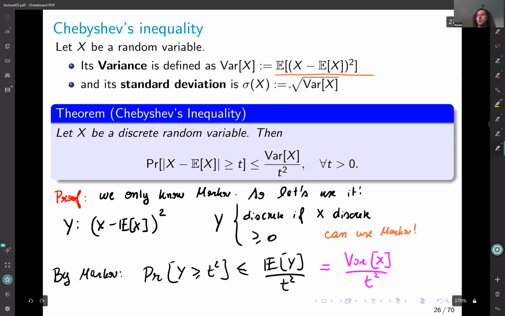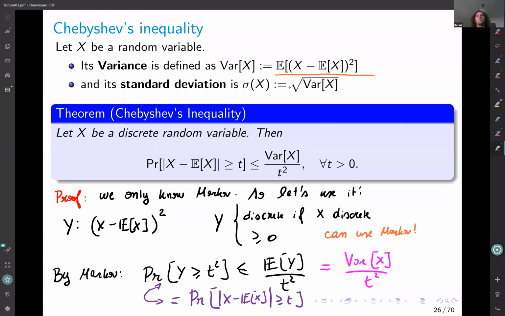The only new thing that we need to notice is that the probability of y greater or equal to t squared is exactly the same as the probability that the absolute value of x minus the expectation of x is greater or equal to t, right? Because this is just the same thing as if I squared both sides, and these are non-negative numbers, right? If I take two non-negative numbers, a is greater or equal to b if and only if a squared is greater or equal to b squared, right? So those two events are the same.